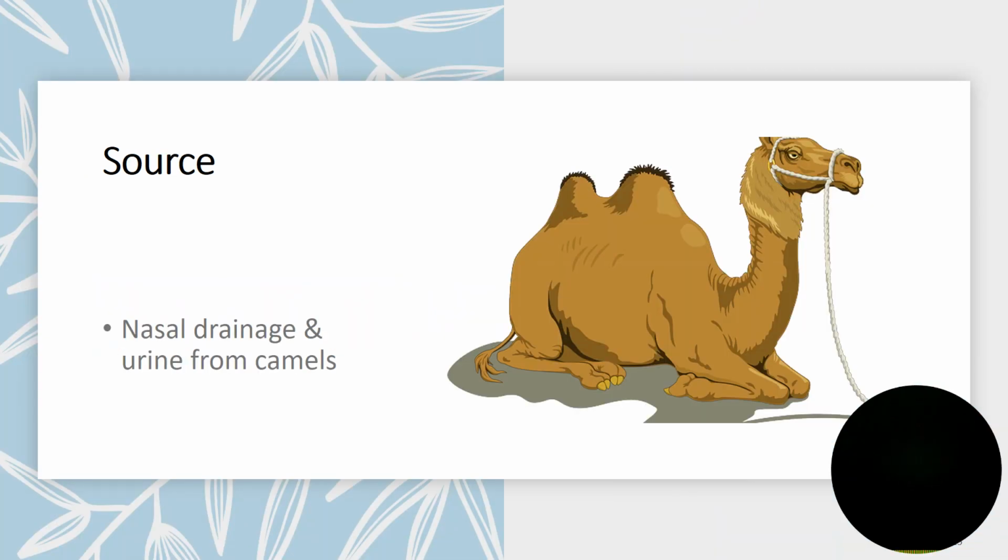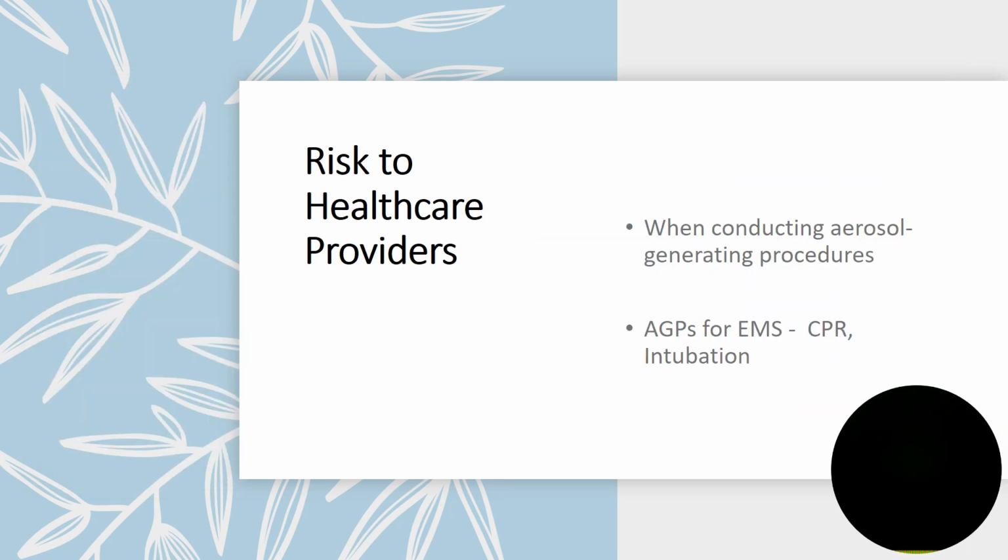The source for the organism causing MERS is the nasal drainage and urine from camels. It's important to mention, again, that no healthcare workers contracted MERS from caring for the 2 patients. It was determined that risk would probably be related to conducting aerosol generating procedures. So let's clearly define that and how it applies to EMS. Number 1, CPR, and number 2, intubation. The other procedures on the listings that we see even for COVID-19 and Ebola are not performed by EMS providers.